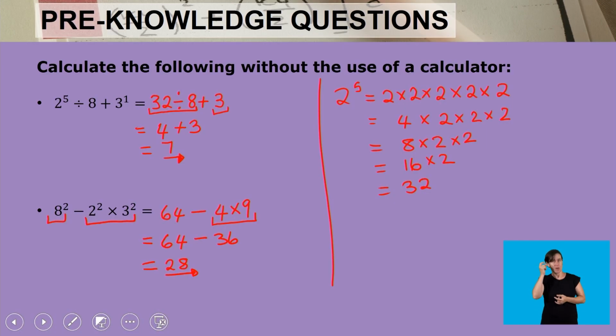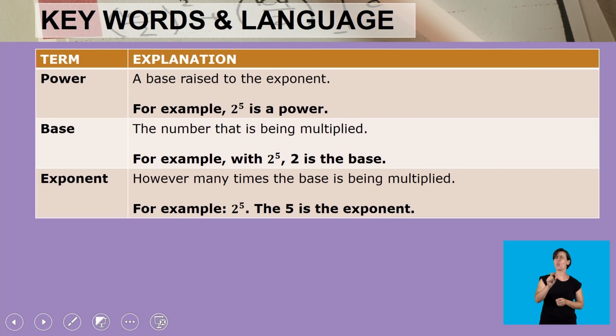Let's move on now to the keywords that we are going to be using during this lesson. So we are going to look at power, which is a base raised to the exponent. For example, we have a base 2 and an exponent of 5. That is a power.